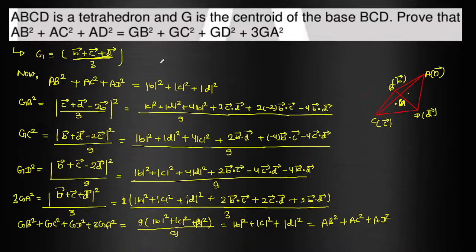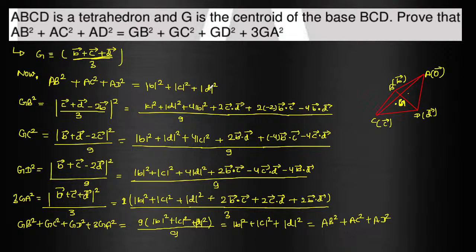Now ABCD is a tetrahedron. G is the centroid of the base BCD. Prove that AB square plus AC square plus AD square is equal to GB square plus GC square plus GD square plus 3GA square. So centroid is nothing but B vector plus C vector plus D vector by 3. AB square plus AC square plus AD square, that means magnitude of AB is mod B square, mod C square, mod D square.